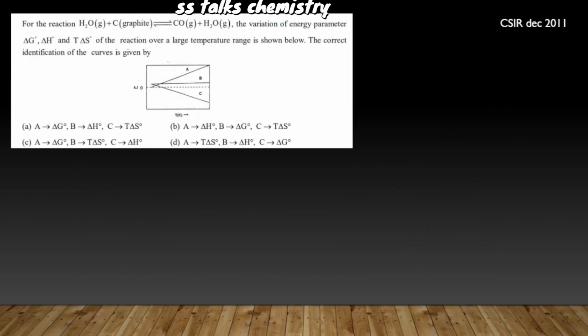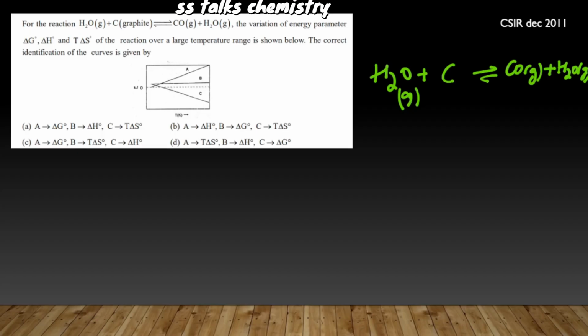Okay, next question. For a reaction which is given to us, water plus carbon, where water is in the gaseous phase, is in equilibrium with CO in the gaseous phase, plus H2 in the gaseous phase. Right. For this process, the variation of the energy parameters, which are your Gibbs free energy, the enthalpy and the T delta S naught for the reaction over a large temperature range, has been shown to us. So A, B, C have been given to us. We have to show which of the energy parameters A, B, C represent.